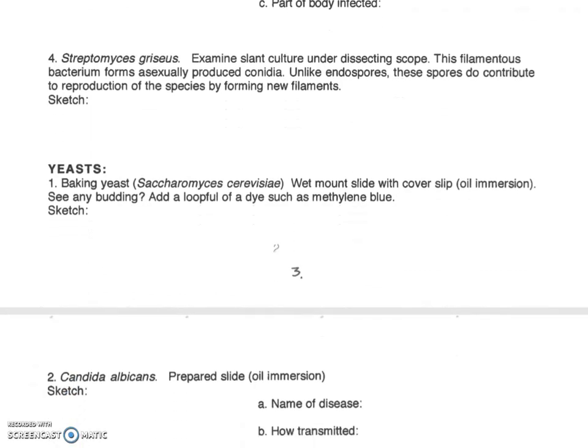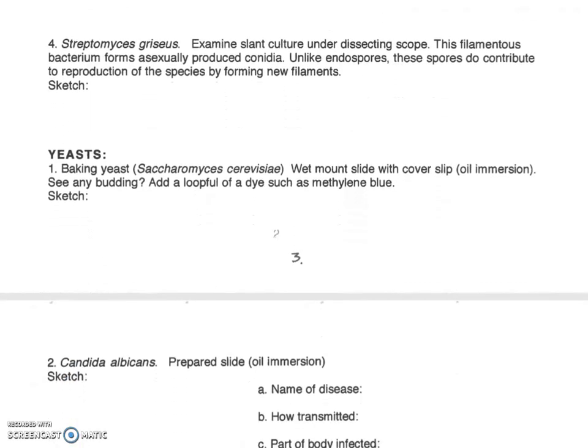Streptomyces griseus, that one. It's a bacterium that grows in chains, as the name indicates. Strepto means in chains, and therefore looks kind of like filamentous fungus-like growth. You would have gotten a slant culture that you would have been able to look at under the dissecting microscope to see what that growth looks like. Please Google Streptomyces griseus. There are quite a few nice, good images that you will find easily on the internet, and then just make your own drawing and label it.